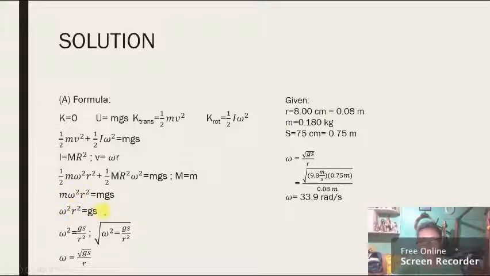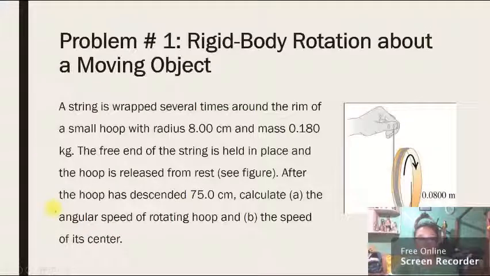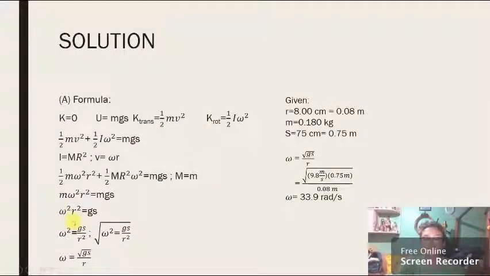Since we need to find the angular speed of the rotating hoop, which is omega, omega should be left alone. So we're gonna divide both sides by r squared, and then take the square root, so we're left with omega is equal to the square root of gs over r squared.